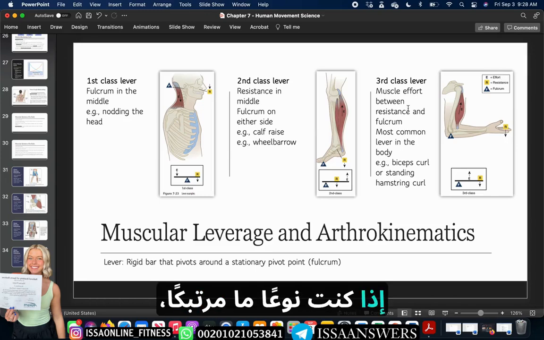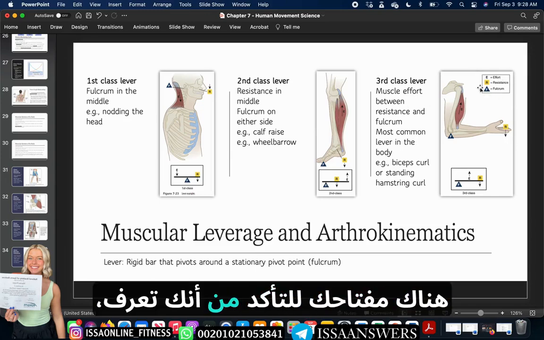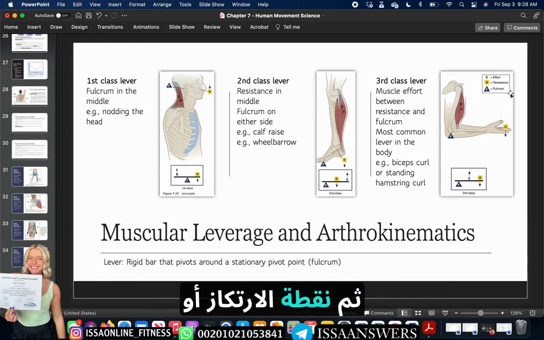Now, if you're kind of confused, in the upper right here there is your key to make sure you know the effort, or your muscle force, the resistance, or the weight that you're using, and then the fulcrum, or your axis point.